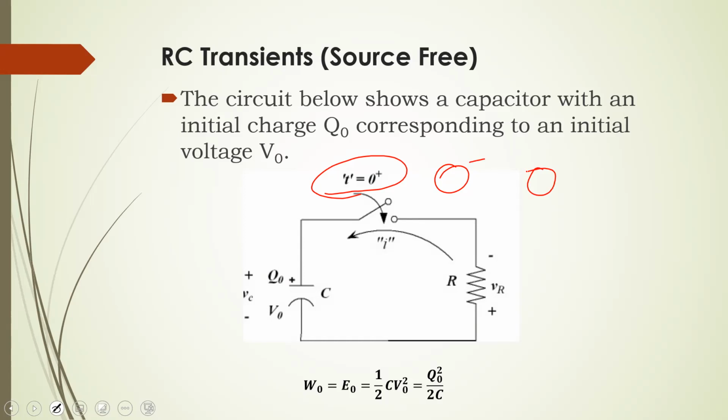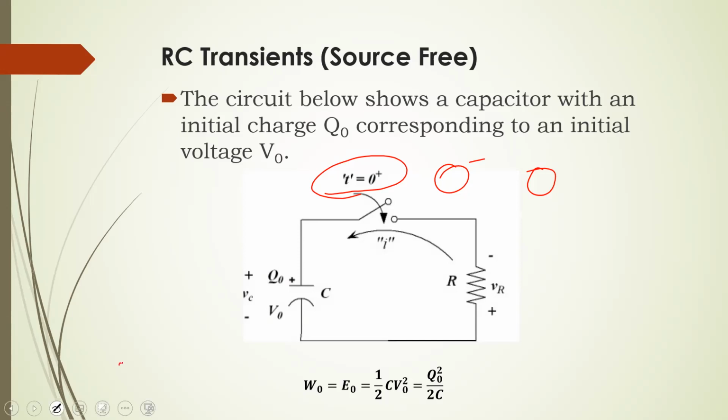What's the difference between 0 plus and 0 minus? Simply put, 0 plus means immediately after closing. 0 minus, therefore, means immediately before closing. All right? So just before we close, and the other one just after we close. So nothing too fancy.